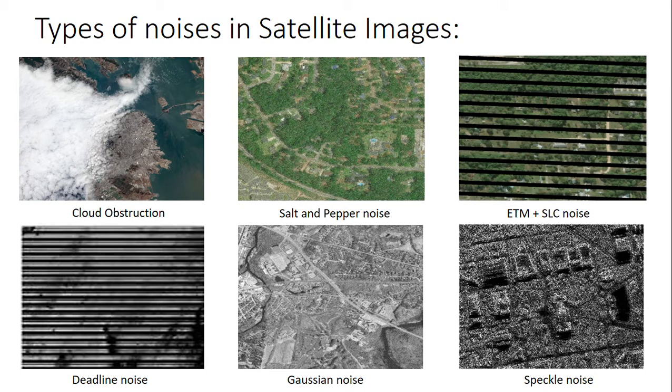Next is the Gaussian noise. This type of noise is also very common in satellite images. It makes the whole image blurred and deteriorates the resolution of the image. Next is the speckle noise. This type of noise appears as scatters present over an image on a scale of incident radar wavelength.